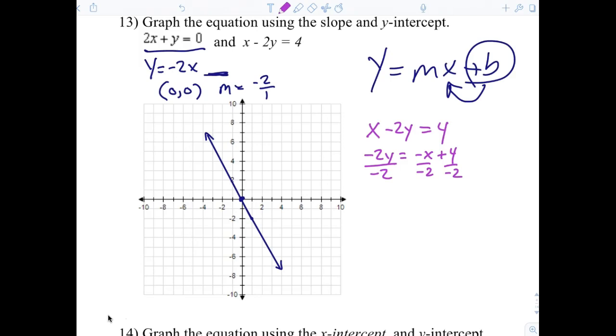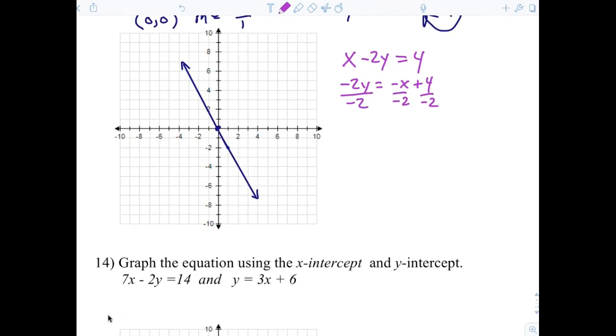From there, I have y equals. Negative and a negative make a? Positive. So I don't want you to write it as x over 2. I want you to write it as 1/2 x plus 2. And then a positive divided by a negative is a? Thank you, Connor.